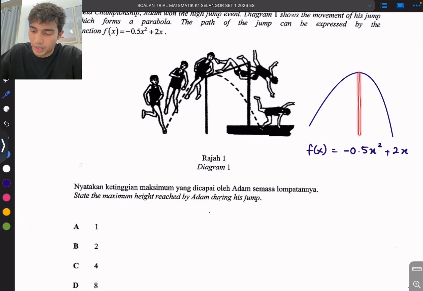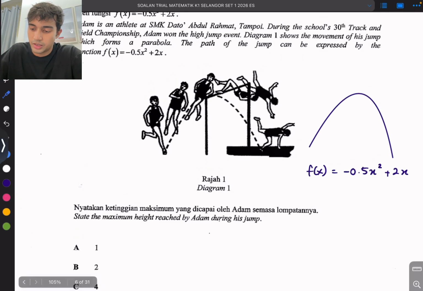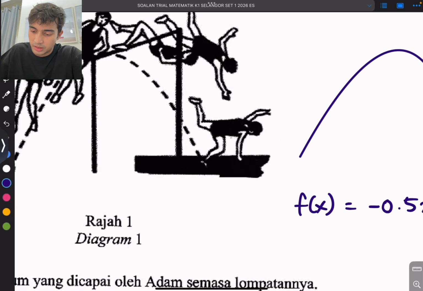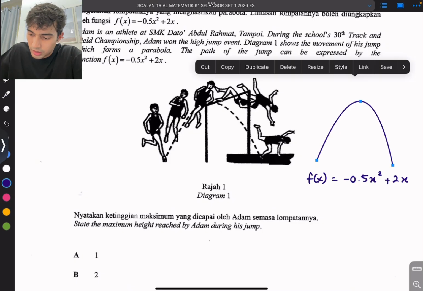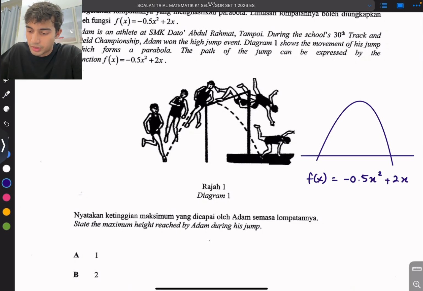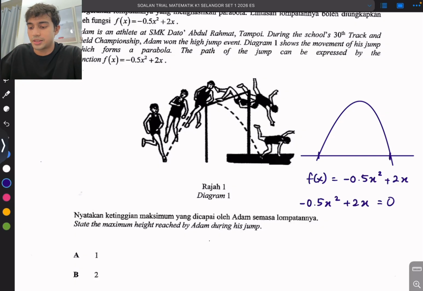So we want to find the maximum height. All right. So when you want to do this, you need to find the maximum height. There are many ways to do this. Okay, let me think of the easiest way. I think we can do this now. Okay. So our graph is symmetrical. So what we can do is we can find the roots first. So at the roots, your y value is 0. So f(x) is 0. So we can say negative 0.5x squared plus 2x equals 0. So from here we can factorize and find the roots.